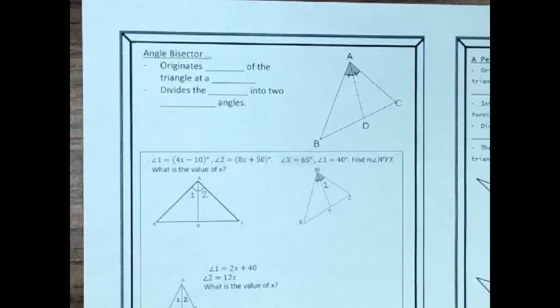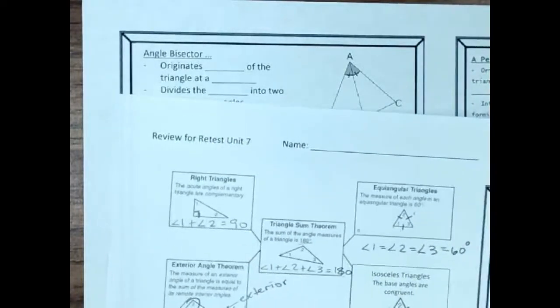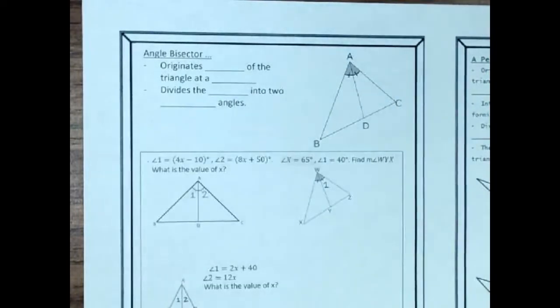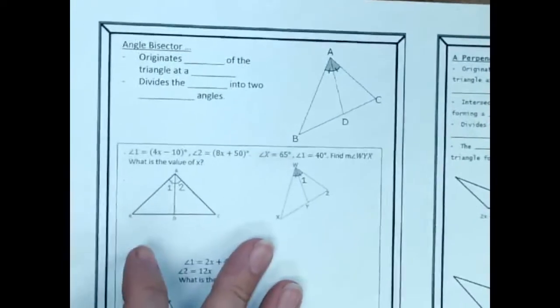Okay, this is part 2 of our review for the retest for Unit 7. And on day 3, the two kind of special lines that we did were angle bisector and perpendicular bisector. And so we're going to talk about those as well.